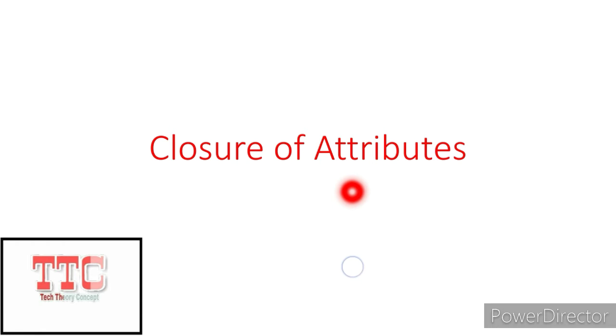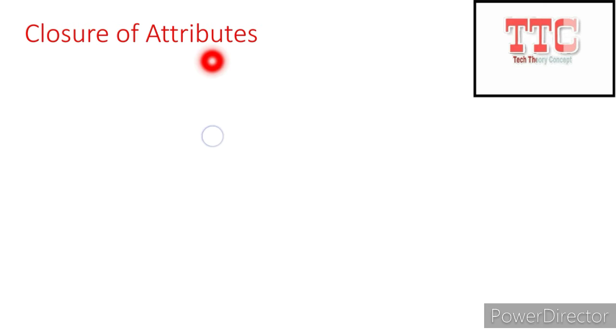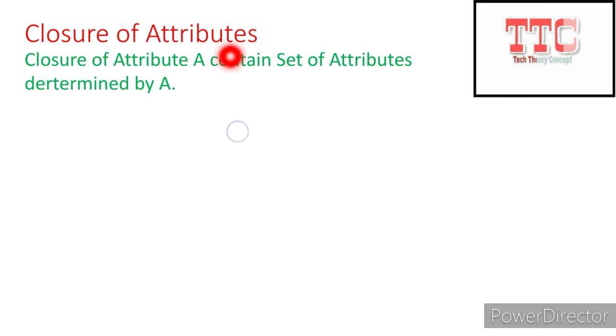In this video, we will see one more important use of Armstrong axiom, that is how we can find closure of attribute. So let's start with the concept of what is closure of attribute. If we want to find closure of any attribute, suppose A, it will contain all the attributes that are determined by A. To understand this concept, let's take an example.